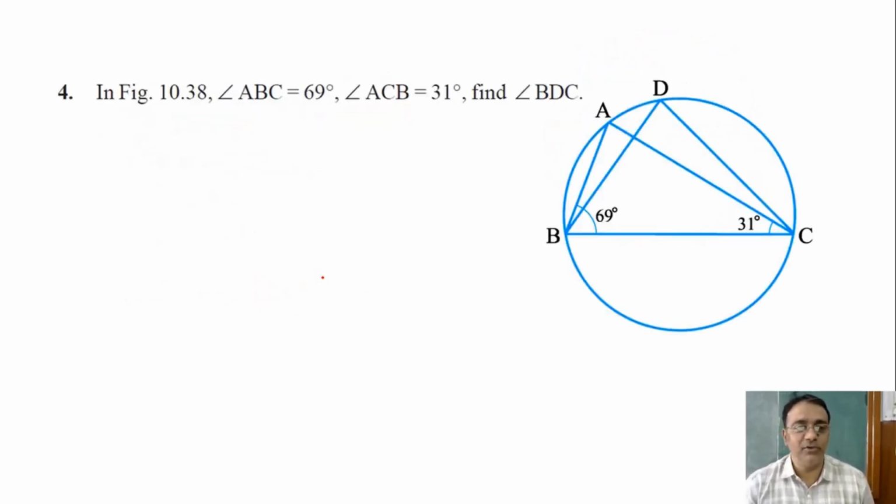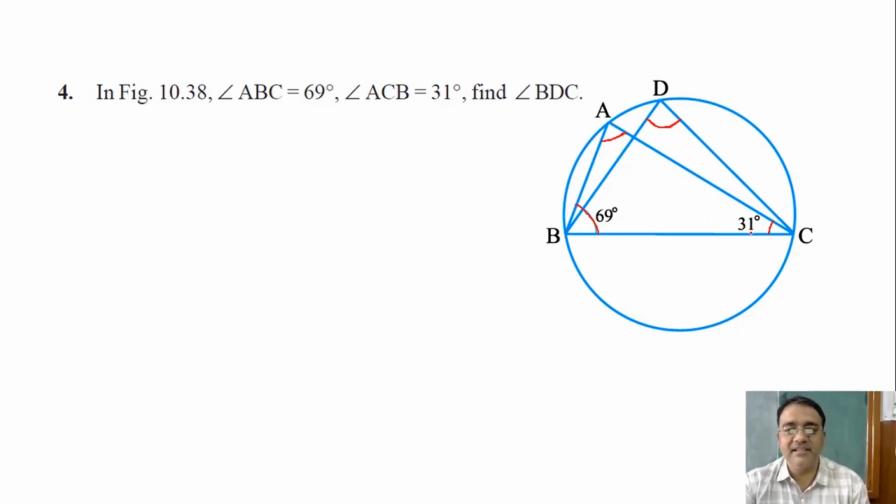Now we'll move towards the fourth question. In figure 10.38, angle ABC is equal to this complete angle, 69 degrees, and ACB is equal to 31 degrees. Find BDC. This angle we have to find. So we will first find this angle. Now what is the sum of these three angles? 180 degrees. Why 180 degrees? Angle sum property of a triangle.